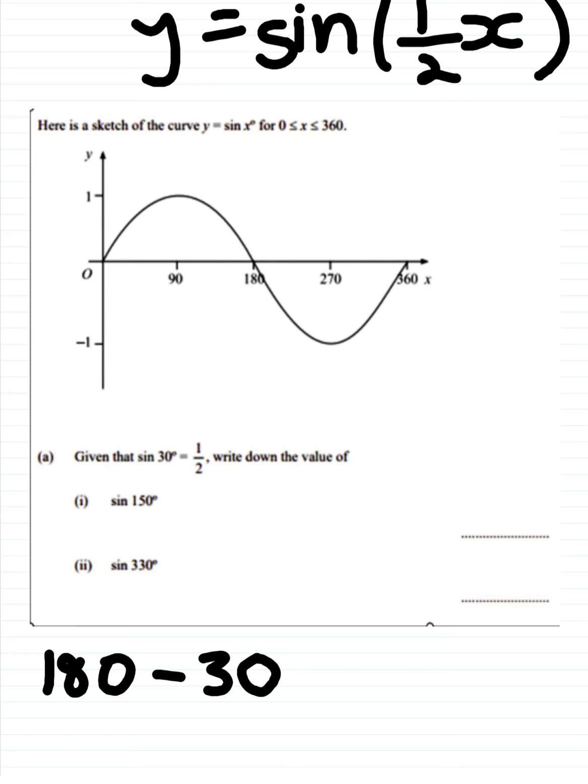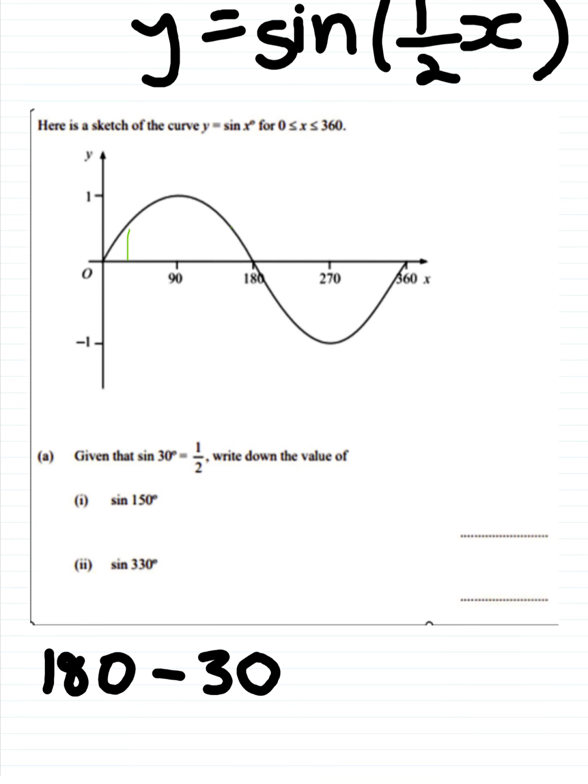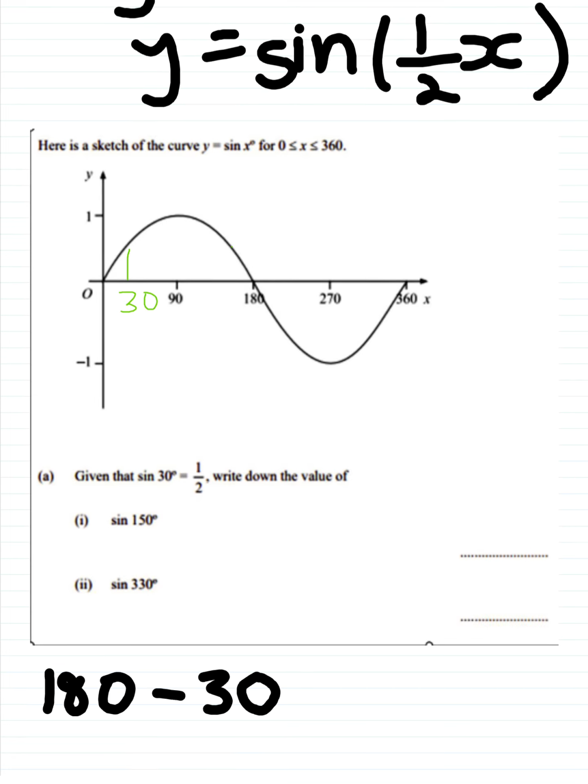And so we can map along our graph to where 30 is and where 150 then lies, as it's 180 minus that. Notice that this gives us the same value. And so sine of 150 is also 1/2. Another way of looking at it is that it's in the second quadrant where sine is positive. It has the same sine value as 30 degrees, and so sine 150 is 1/2.